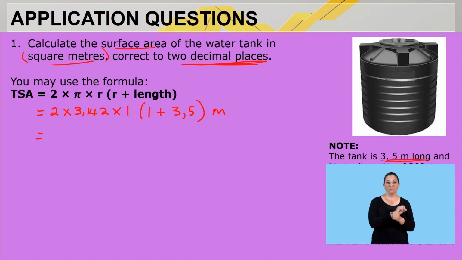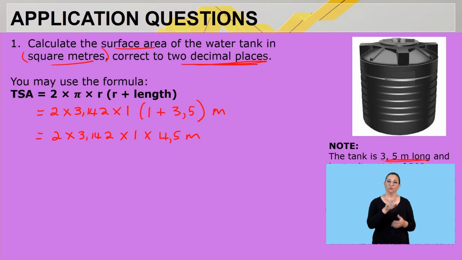Remember, BODMAS says brackets first. So in brackets, I'm going to keep this as 2 times 3.142 times 1. Then I must multiply that by 1 plus 3.5. That will give us 4.5. And remember, it's all in meters. Are we clear? You see what happened here? I simplified the values inside of the bracket first by saying 1 plus 3.5. Now I'm going to simplify: 2 multiplied by 3.142, multiplied by 1, multiplied by 4.5.